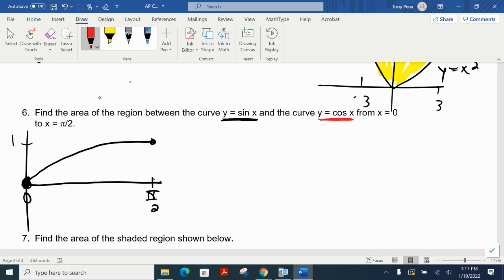When we graph cosine of x, what's the cosine of 0? 1. So that one goes through 1. And what's the cosine of pi over 2? 0. So kind of sketch in what cosine looks like. It looks like this. We then have to stop at pi over 2. So we again have this vertical line here that stops us from going any further.